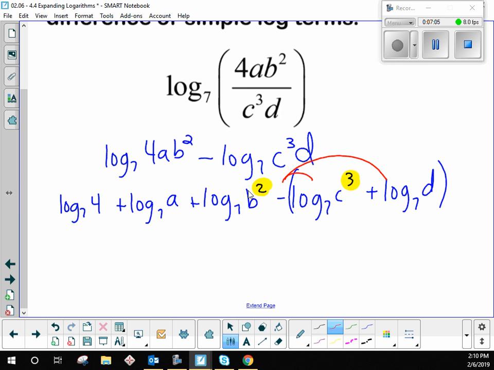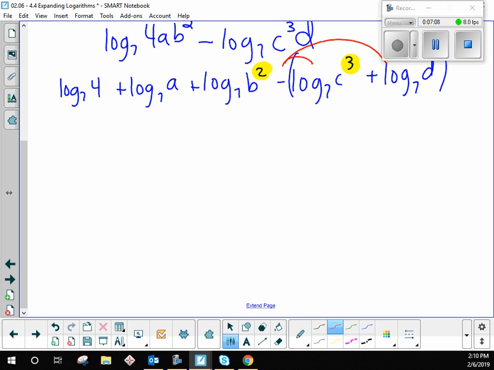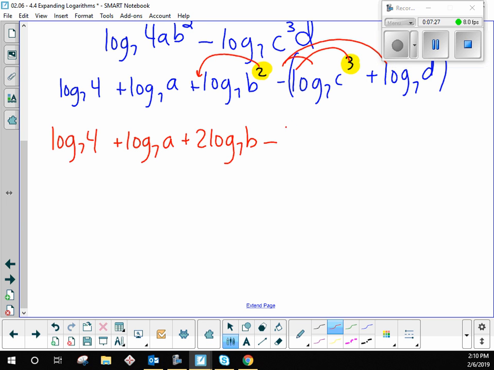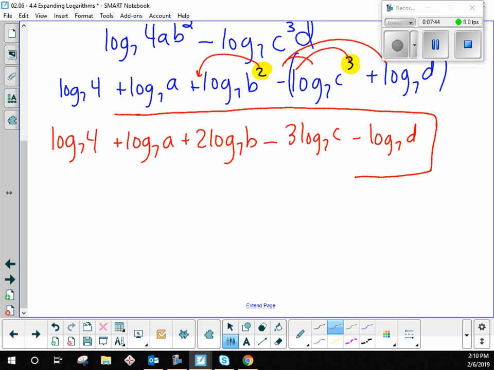So our final answer is this. Log base 7 of 4, that's fine. Plus log base 7 of A, nothing else I can do there. Plus, now here's where the 2 comes out front here. 2 log base 7 B, oh my goodness, minus the 3 comes out front. 3 log base 7 of C. What's the sign on the next term? Minus, right? Because I've got to subtract that. It's going to be minus log base 7 of D. And that is your answer. Goodness gracious.